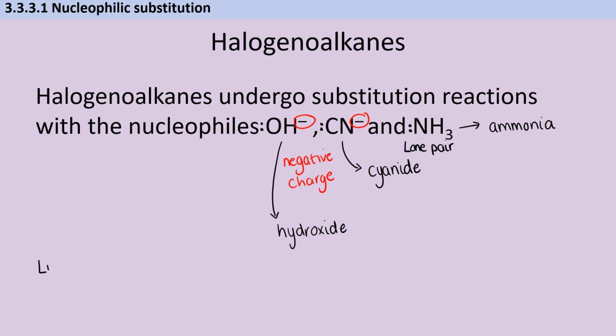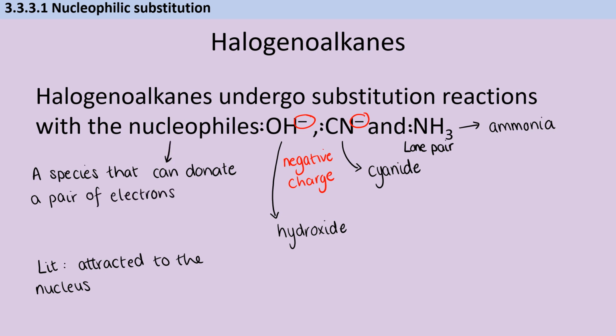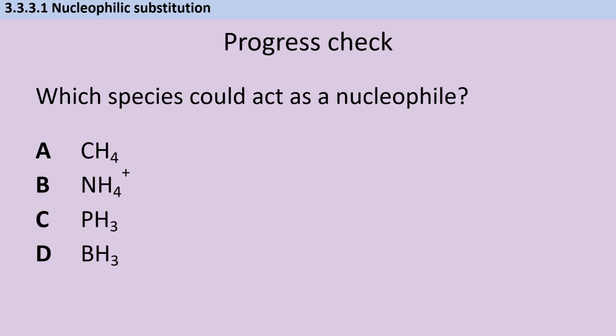Well, literally, a nucleophile is something that is attracted to the nucleus. And this is going to be because it has a lone pair of electrons that it is able to donate. And when it does this, it's going to take the place of part of the molecule. So now we know what a nucleophile is, which one of these 4 could act as a nucleophile?